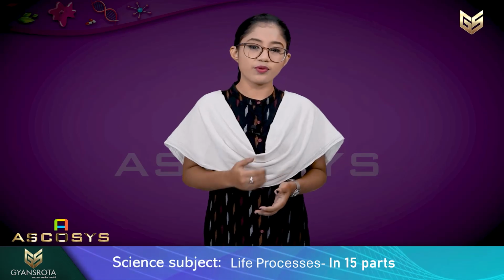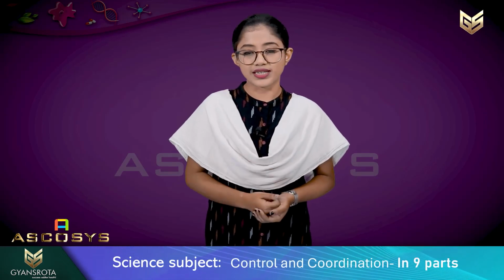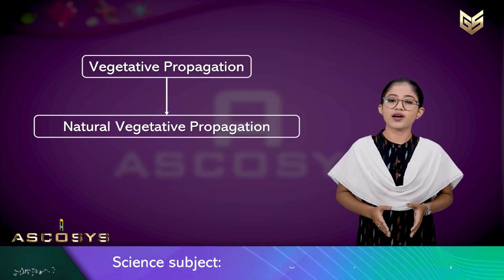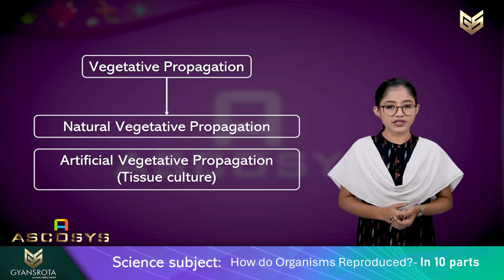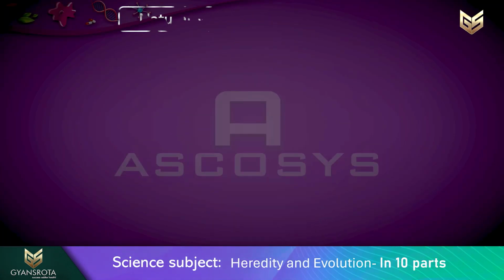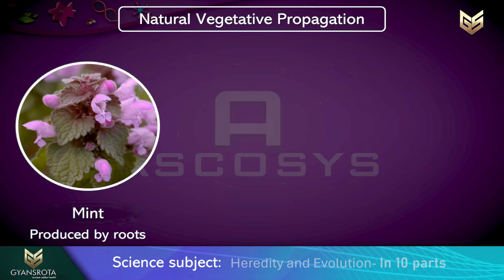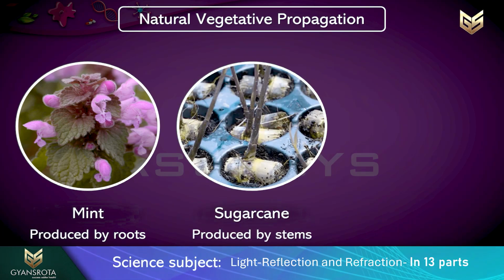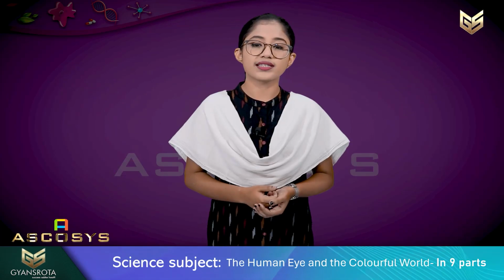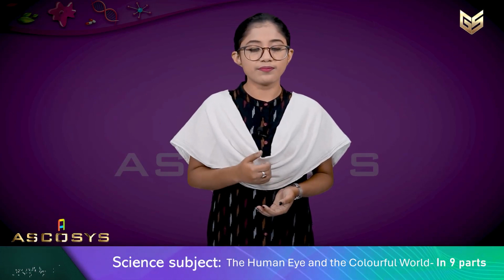These vegetative propagations are actually of two types. One is called natural vegetative propagation and the other is artificial vegetative propagation, which is called tissue culture. For example, mint produced by roots, then sugarcane and jasmine produced by stems, and Bryophyllum developed by leaves, are all examples of natural vegetative propagation.